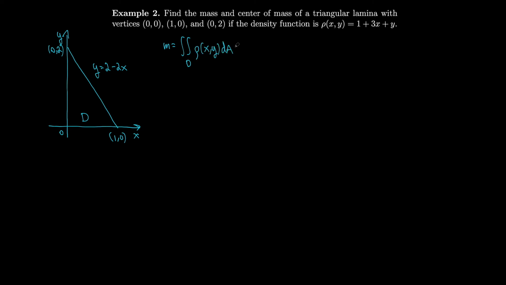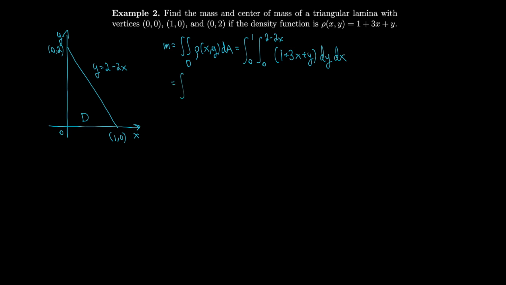And in this case, it looks like we can describe D as a type 1 region again. We can integrate from bottom to top. So our bottom function is 0 and our top is some function of x, y equals 2 minus 2x. So that's where y goes from. And the outside, x goes from 0 to 1. So we'll go from 0 to 1 on the outside, and then from 0 to 2 minus 2x, and we integrate 1 plus 3x plus y first with respect to y and then with respect to x.